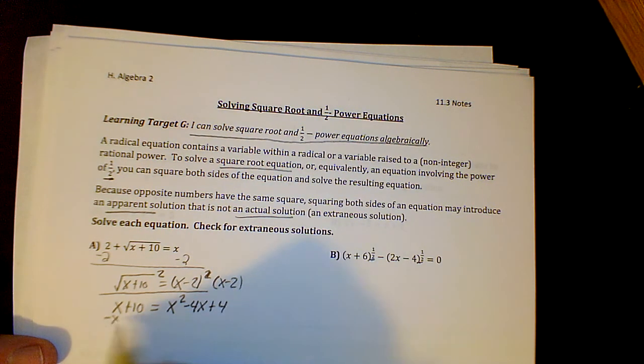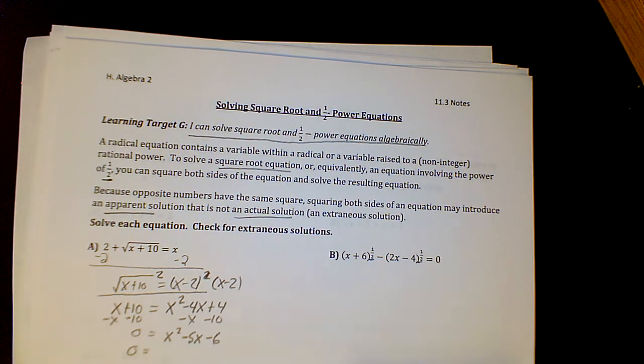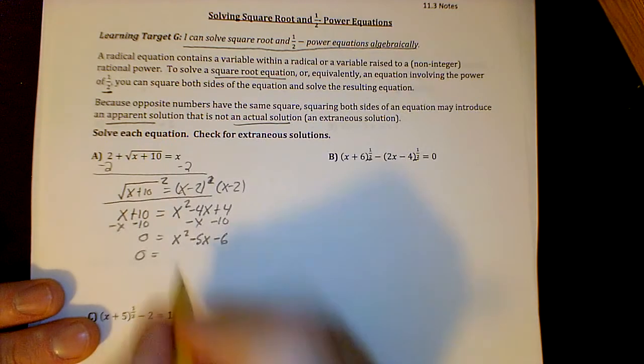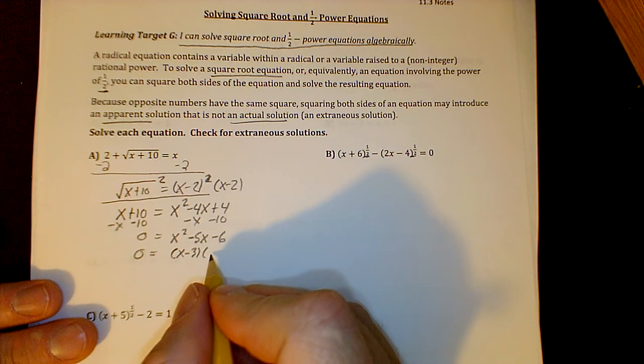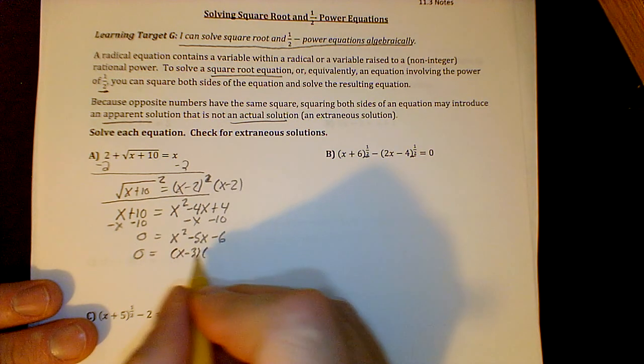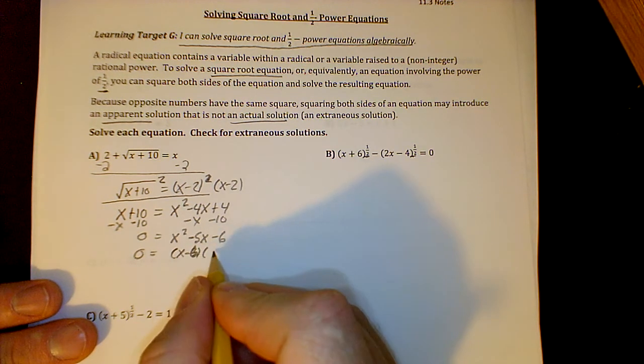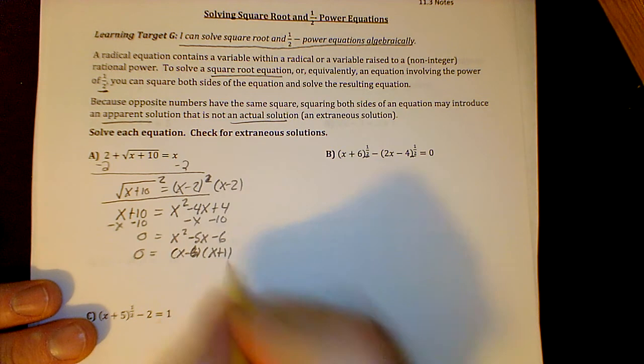So we subtract x. And I'm going to go ahead and do 2 steps. I'm going to subtract 10 as well. And I get 0 equals x squared minus 5x minus 6. And we should be able to factor this. Multiplies to negative 6 and adds up to negative 5. Which is going to be x minus 6 and x plus 1.